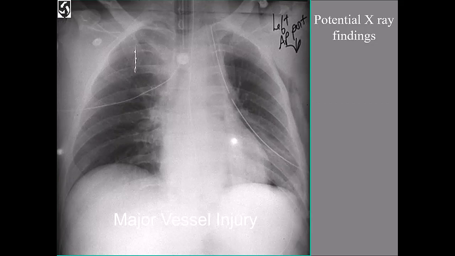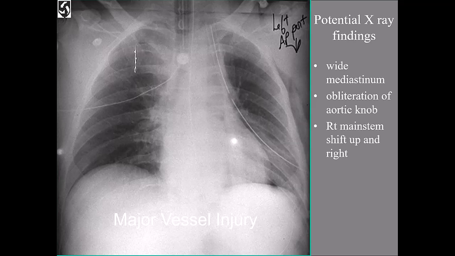When we analyze a chest x-ray that has these markings, we have to look for the potential of a ruptured aorta, which would be a wide mediastinum, obliteration of the aortic knob, a right mainstem shift up and to the right. The nasogastric tube would be deviated to the right, and you'll notice the pleural cap.